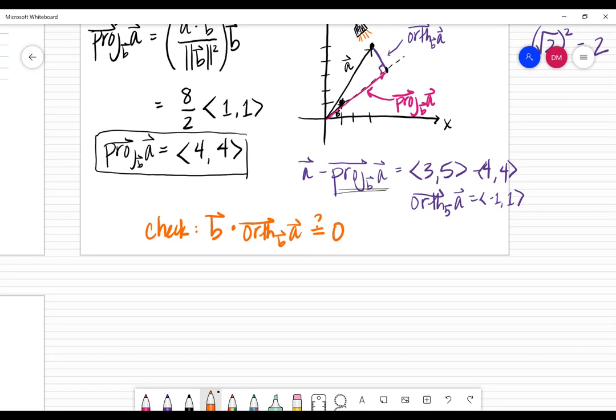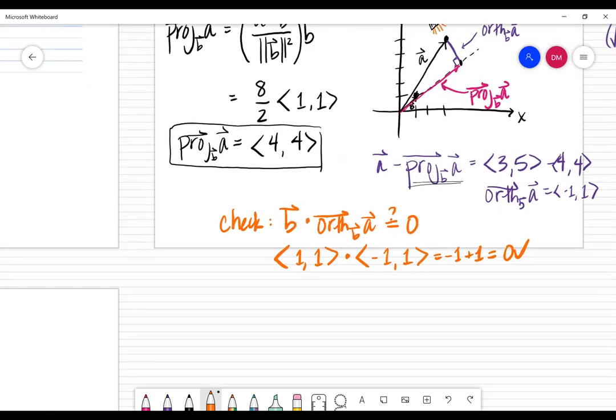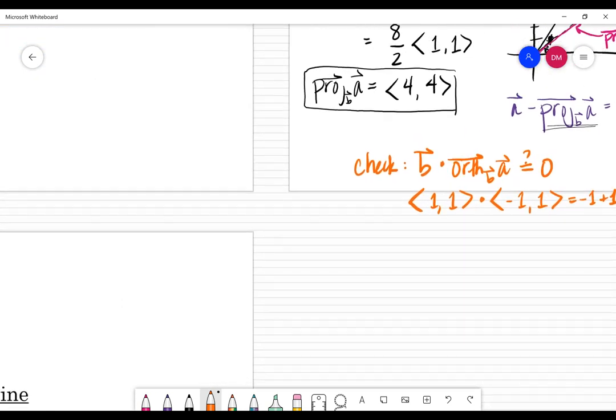All right, so we'll give it a try. B is 1, 1. Our orthogonal is -1, 1. It is looking good because that's going to be -1 plus 1. Oops, I skipped ahead of myself because I got so excited. -1 plus 1, which does equal 0. Okay, so just a quick check you can do to make sure you did both of those right.